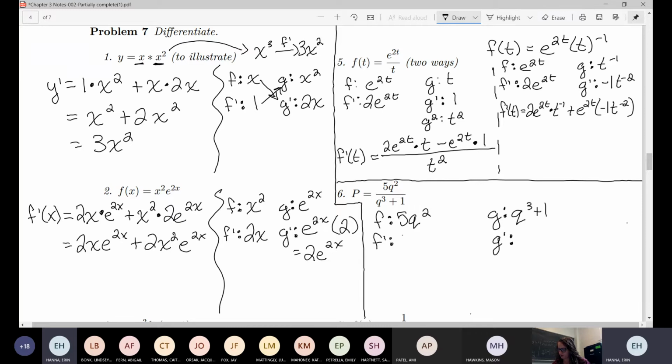So f prime would be 10q. 5 comes along for the ride, the 2 that gets brought down gets multiplied by it, gives us 10. And then g prime would be 3q squared plus 0, technically. And then g squared, let me shove it in over here: q cubed plus 1, just tack a squared on it. Don't even worry about simplifying it, just tack a squared on it.